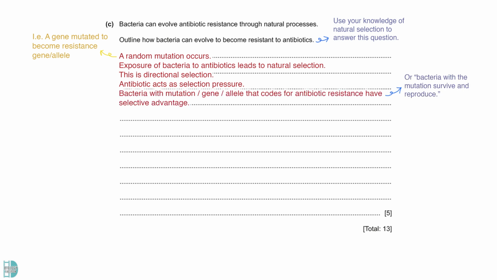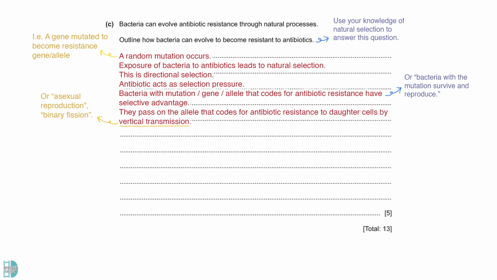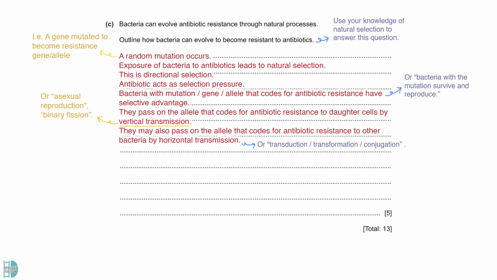The bacteria with the allele that codes for antibiotic resistance have a selective advantage. They survive and reproduce. They pass on this allele to their daughter cells by vertical transmission. You can also use the terms asexual reproduction or binary fission. They may also pass on the allele that codes for antibiotic resistance to other bacteria by horizontal transmission. The process is known as transduction, transformation, or conjugation. This is when DNA is transferred from a donor to a recipient bacterium by direct contact.